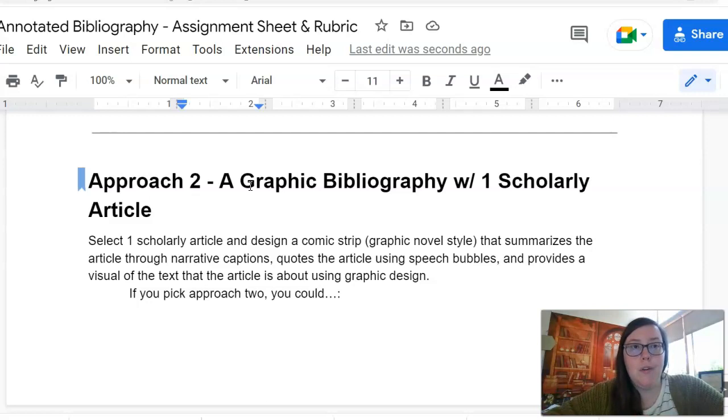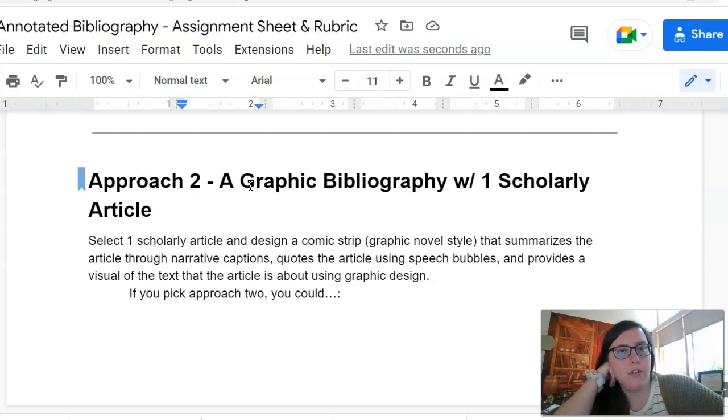For those of you who are going the more creative route for approach number two, this will probably take a little bit more time to explain because I have a lot to show you. But I'm really looking forward to hopefully at least a couple of you choosing this route. I think it's fun and exciting. I'm here to help if you have questions or you need help, because I know this isn't quite as straightforward as the traditional approach.